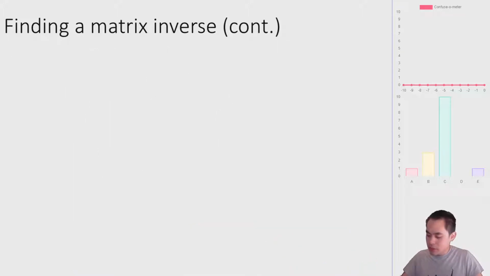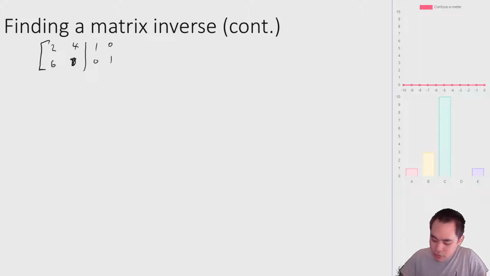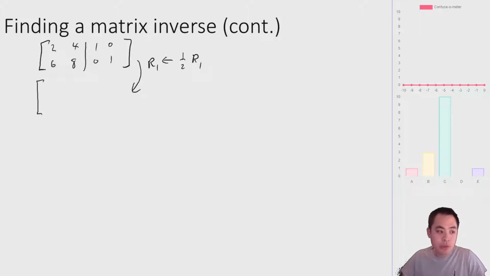So let's go ahead and solve this using matrix operations. This is [2, 4 | 1, 0; 6, 8 | 0, 1]. The first thing I'm going to do is divide to make these things all ones, because I prefer that. So let's say that R1 is going to be 1/2 of R1. So we're going to multiply by 1/2. You're allowed to do this. This is going to be 1, 2, 1/2, 0.